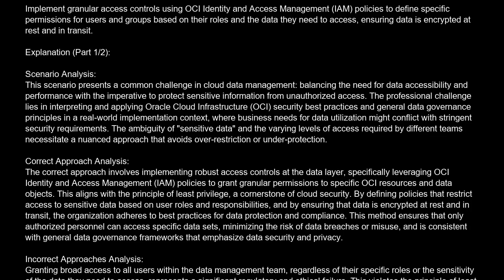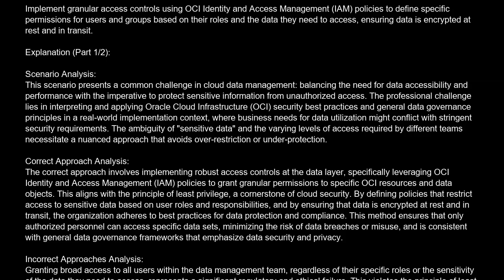The correct answer is B. Implement granular access controls using OCI Identity and Access Management (IAM) policies to define specific permissions for users and groups based on their roles and the data they need to access, ensuring data is encrypted at rest and in transit.